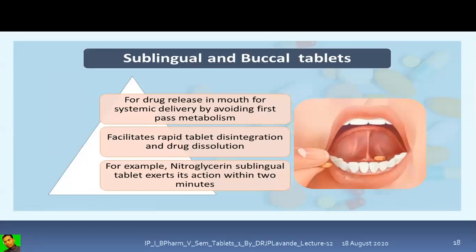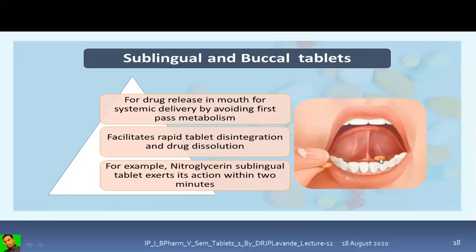The next kind of tablet is the sublingual or the buccal tablet. As you can see in this particular picture, the tablet is to be placed below the tongue. Sub means below, lingual is the tongue, so below the tongue. Buccal tablets should be placed in the oral cavity. These are the buccal tablets. They are for drug release in the mouth for systemic delivery, avoiding first pass metabolism.